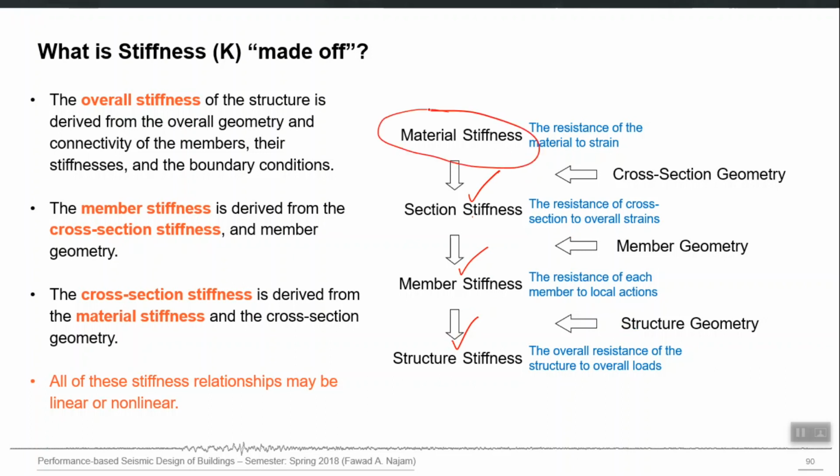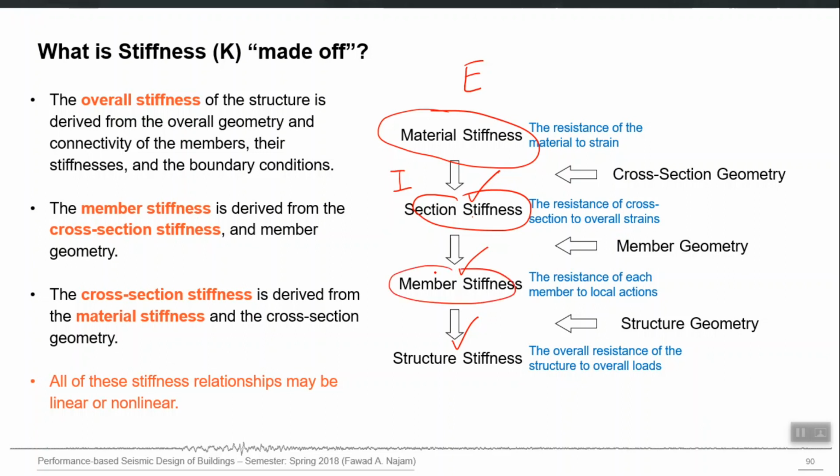So material stiffness is what? Currently we know one number, E, but actually it is the resistance of material to strain. Section stiffness is what? Currently we know I, bending inertia, but actually it is the resistance of that cross section to overall strains or deformations.